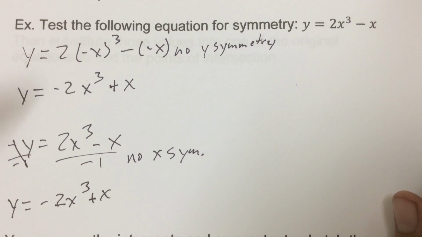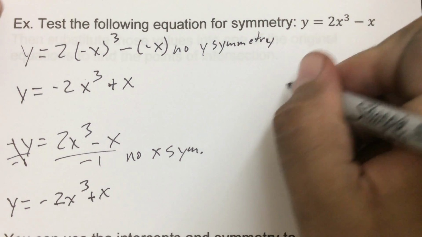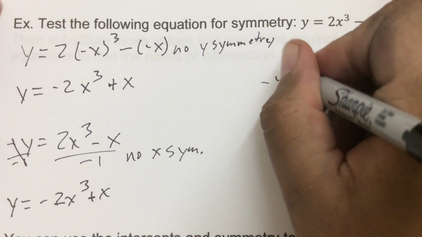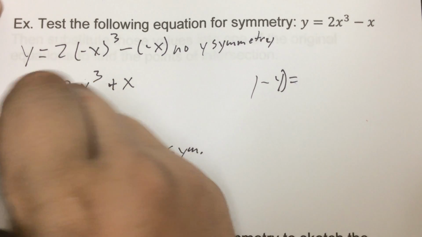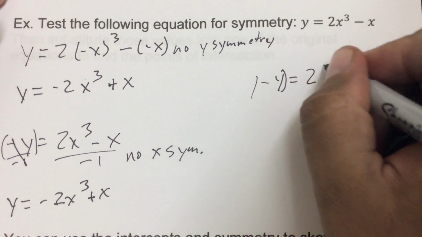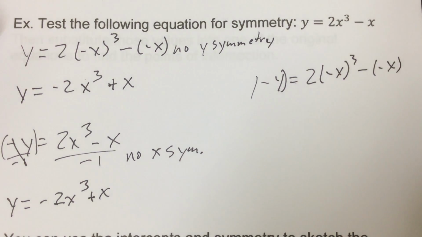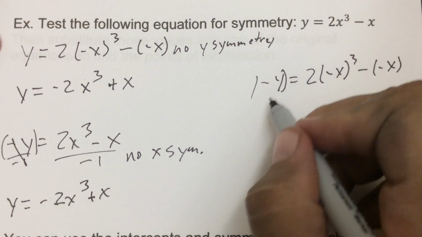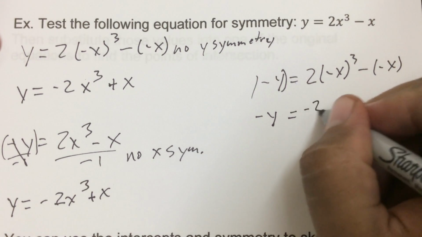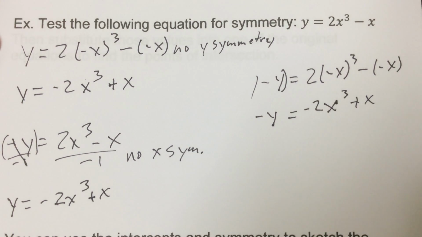I'll shorten that up. So the way to check it, the last one to test, is to do negative y equaling, I should technically put that in parentheses here. So 2, now negative x to the third minus negative x. So we're going to put a negative in for both. Well, having a negative y, here we'd have the negative 2x to the third plus x.